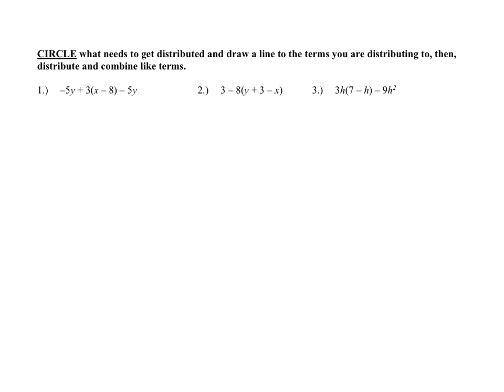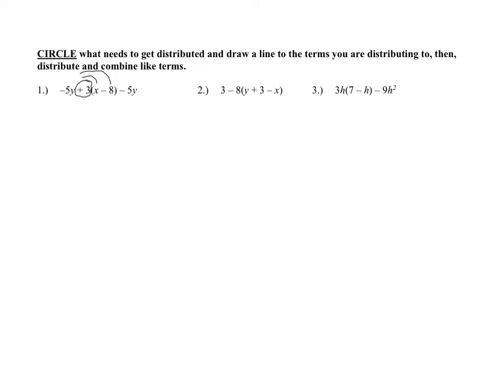So for all of these, we have to distribute first because that's like multiplication. What I want you to do is circle the thing that gets distributed and then draw lines to what you're distributing it to. That way you know. All right, so number one, before you combine any like terms, you have to distribute because you've got parentheses. So what I have here is this positive 3, and we're not just going to circle the 3, we're going to circle the sign in front of it. We are distributing positive 3 to the x and the negative 8.